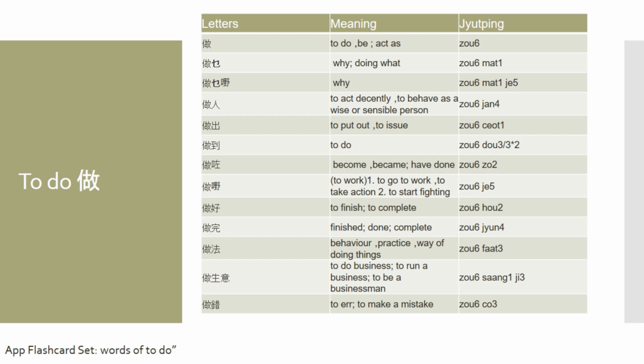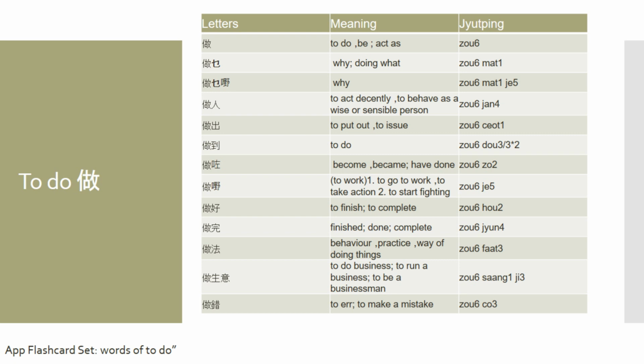Next, I want to talk about the Chinese character meaning to do, which in Cantonese is pronounced as 走. And as with other Chinese characters, when combined with other characters, it produces a lot of other Chinese words with different meanings. So let's go over the list as shown in front of you right now. If you want to say why in Cantonese, or doing what, then you would say 做乜. Now, you could also say 做乜嘢, and it means very similar.